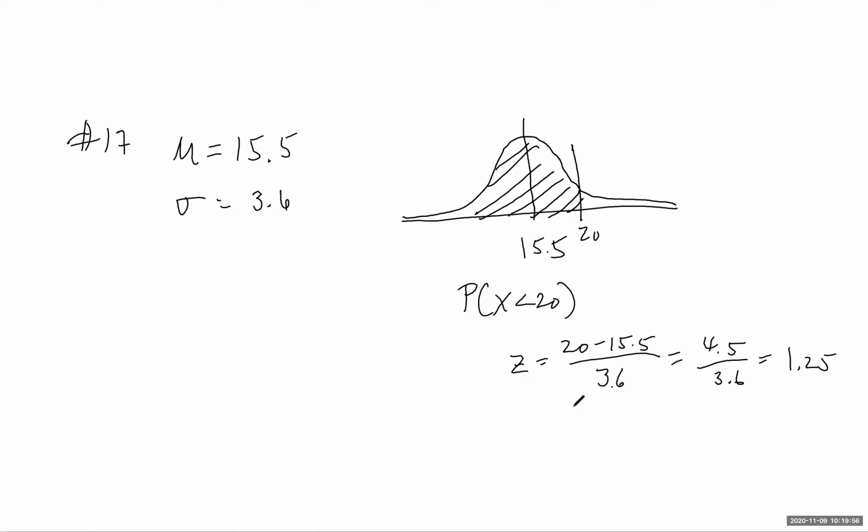0.8944. This area is actually the answer to our question because it wants the area less than, which is the area to the left, which is exactly what our chart gives us when we look it up. So the probability that the airline loses less than 20 suitcases in a given week is 0.8944, or a little more than 89%.